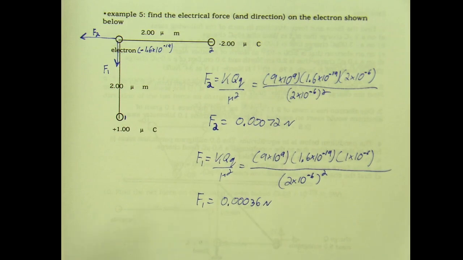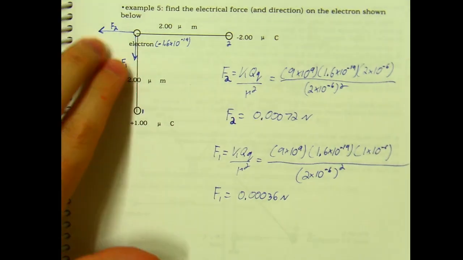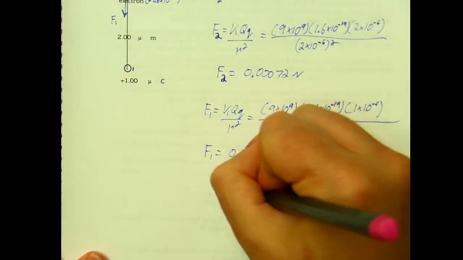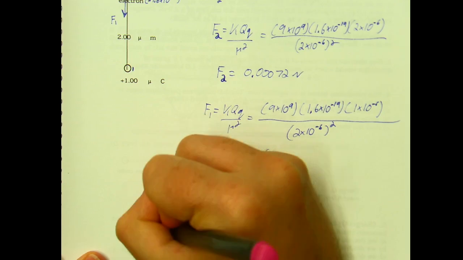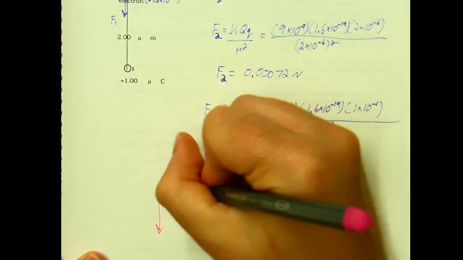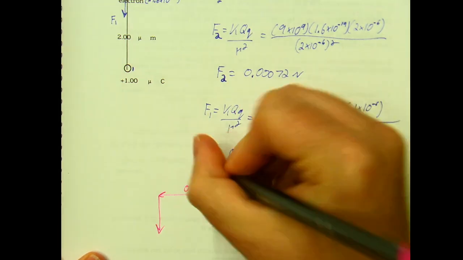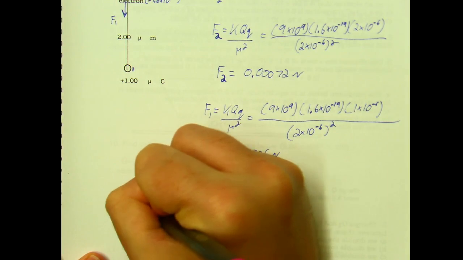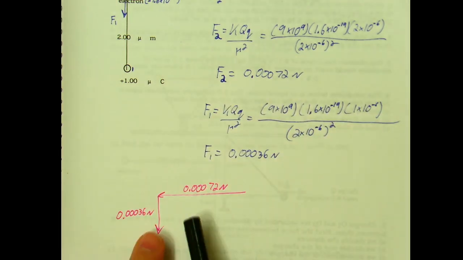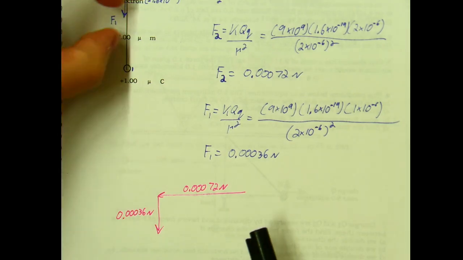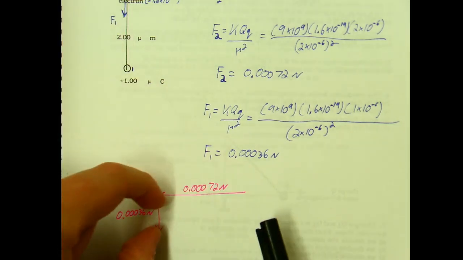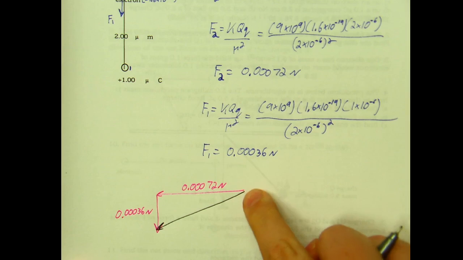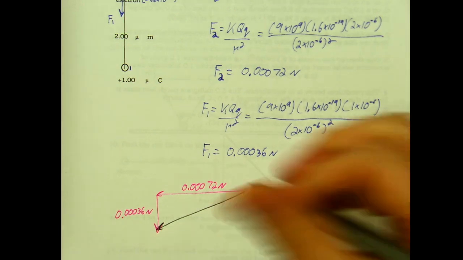And now we want to figure out what the net electric force is. We can see we've got these going off in different directions, so we actually have to draw these out. I've got F2 going this way, and F1 going this way. This is 0.00072 newtons, and this one is 0.00036 newtons. So for my net force, I'm adding these together tip to tail. I took force 1 and put it to the tip of force 2. The net force goes from the tail to the tip of the second one, and this is going to be my direction.